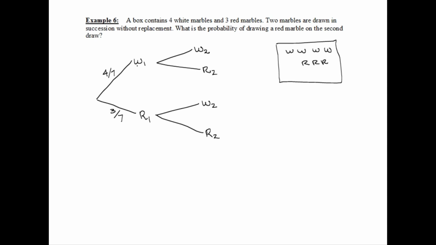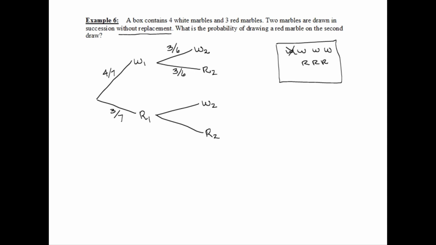Let's assume we got white on the first. In other words, W1 has happened for sure. So if W1 has happened for sure, we drew the white out. It says we did not replace it. That's very important. And so now one of these is gone. So now how many marbles are left? 6. How many are white? 3. So 3 sixths is our probability of getting a white, and therefore 3 sixths for getting a red. Now you could simplify those, but I usually just leave them. It's often nice if all the denominators match when you're doing the calculations. So I'm going to leave them.